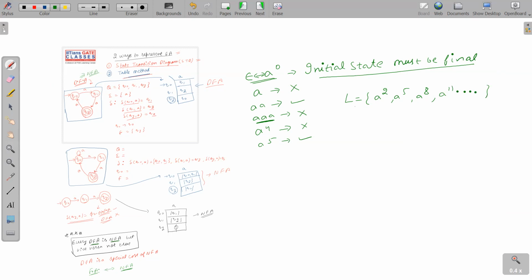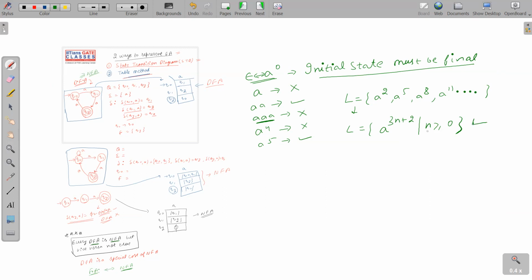Okay, so let me write this language in proper way. It will be a power 3n plus 2, such that n is greater than or equal to 0. Put n as 0, then a power 2 plus 0 is a power 2, so a power 2 is accepted. When n is 1, then a power 5. When n is 2, then 3 into 2, 6 plus 2, 8. When n is 3, 3 into 3 is 9, 9 plus 2, 11, and so on.